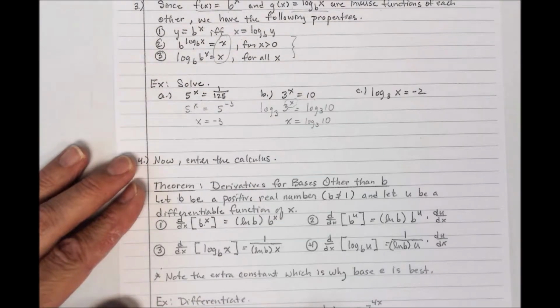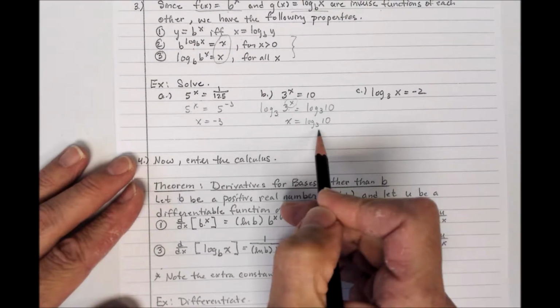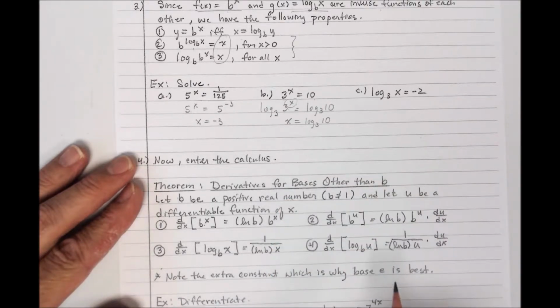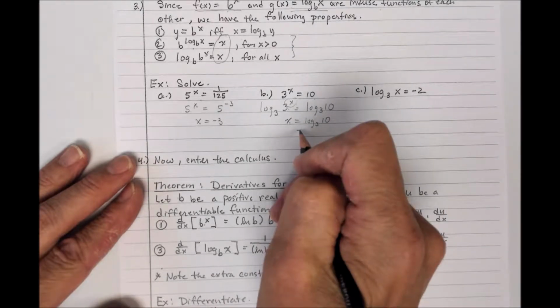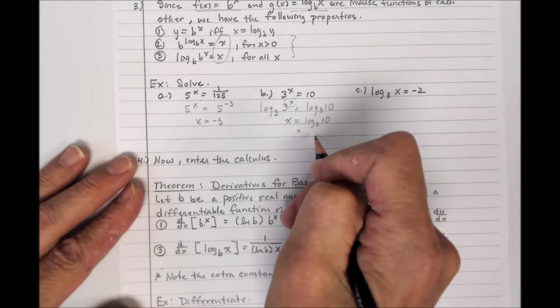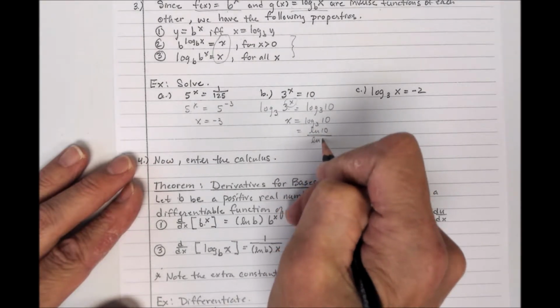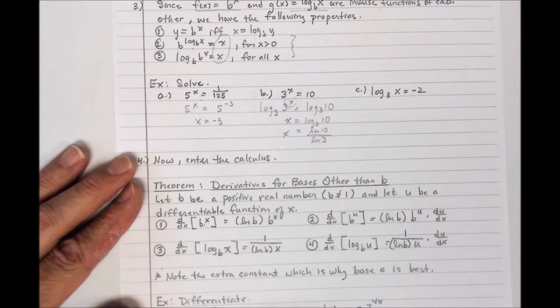Now if they ask you to rewrite this as a decimal, because you can't really just substitute this into your calculator conveniently, you would have to use the change of base formula here. I can use common logs or natural logs because they're on my calculator. This would be the natural log of 10 over the natural log of 3, and I can find out what this is on my calculator.